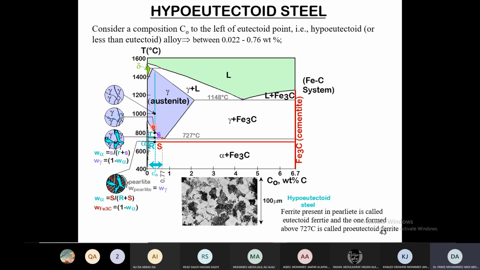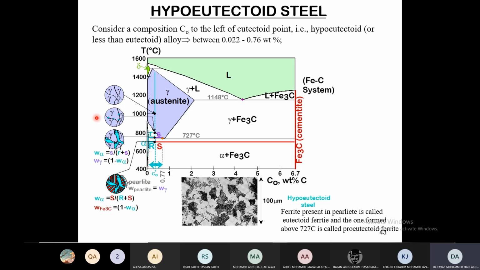So as we cool down, nothing is going to happen until we hit this line, the solubility line. Then in this triangle, what phases do we have? We have the gamma and we have the alpha. So the alpha is going to develop in the microstructure. At the beginning here, we have all gamma. As we go down, once we reach there, the alpha is going to form. Where is the alpha going to form, basically? At the grain boundaries.